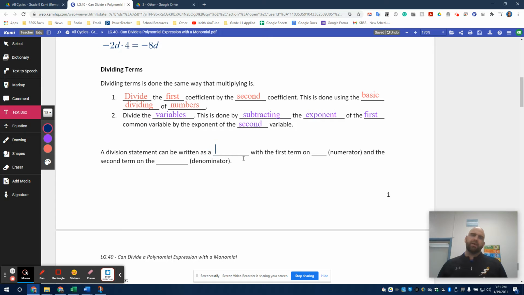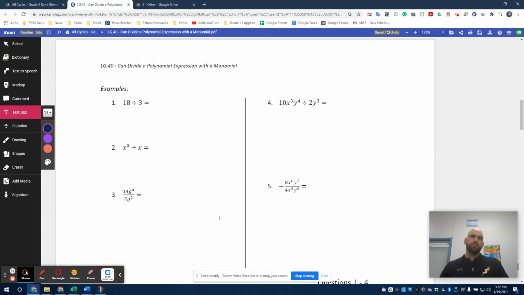Now, just as a little heads up again, a division statement can be written as a fraction with the first term on top, also known as the numerator, and the second term on the bottom, also known as the denominator. And so if we see it in a fraction, we're doing the top divided by the bottom. Let's take a look at a few examples.